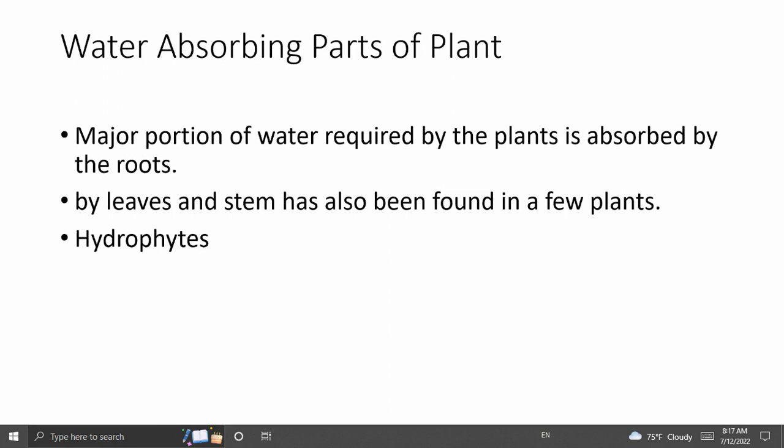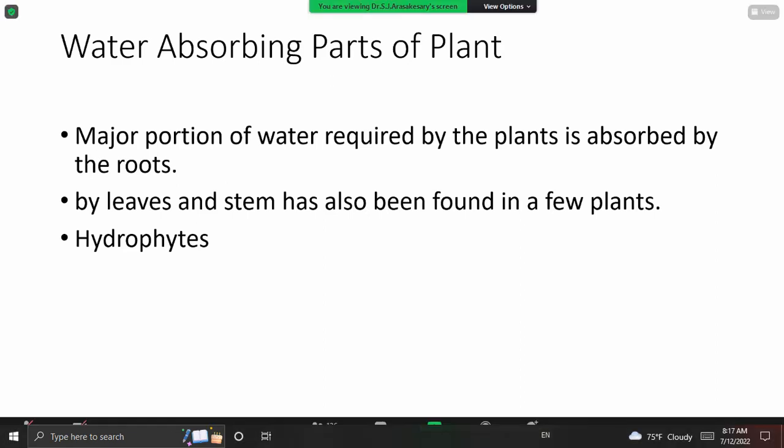There are several parts which can absorb water. Can anyone say what are the parts which can absorb water? Can anyone say? Okay, text me by chat. Can anyone say, by looking at this slide also, what are the parts that absorb water? Roots. Yeah, good.